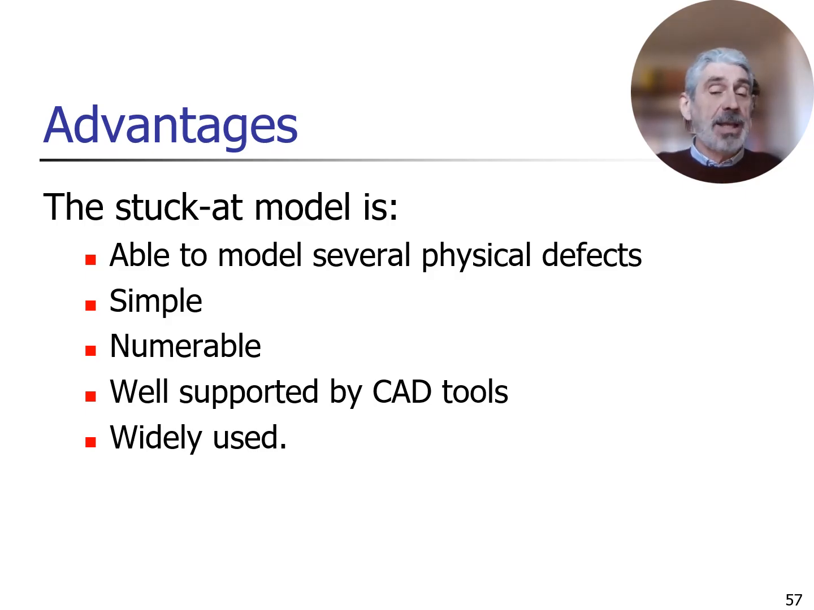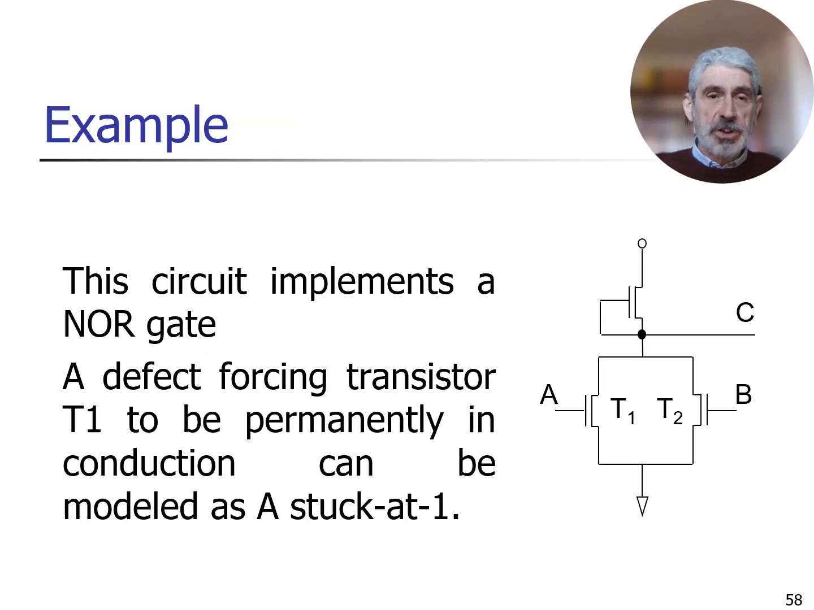To summarize about the stuck-at fault model. Well, the stuck-at fault model has the characteristic of being able to model several physical defects that behave exactly in the same manner as a stuck-at. Okay? It is relatively simple. I think it's easy to understand, and it gives a fault list which is composed of a reasonable and enumerable number of faults. For all these reasons, it is well supported by EDA tools, CAD tools, and it is widely used.